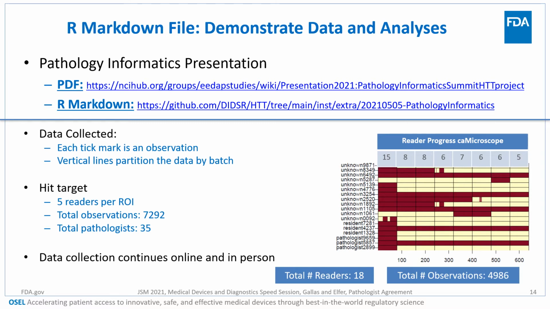This figure shows the data collected with the CA microscope digital platform. The rows correspond to the readers, and the columns correspond to the slides and ROIs. Each tick mark corresponds to an ROI, which is why the axis runs from 1 to 640. 18 readers used CA microscope to collect almost 5,000 observations. The figure quickly shows us that we hit our target of at least 5 readers per ROI. And across all 3 platforms, we have collected 7,200 observations from 35 pathologists.